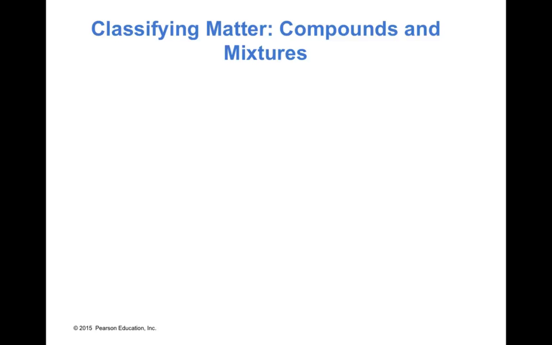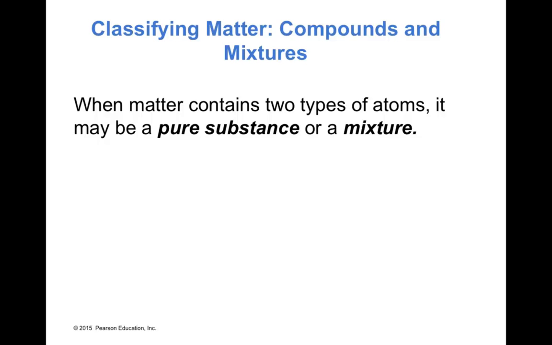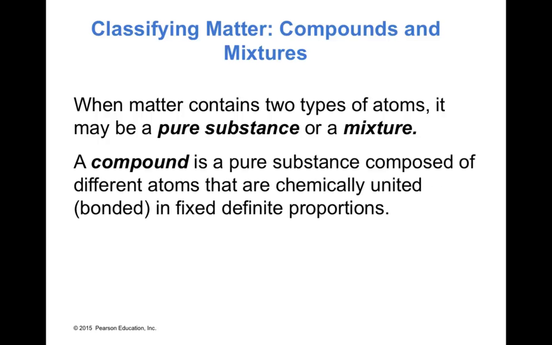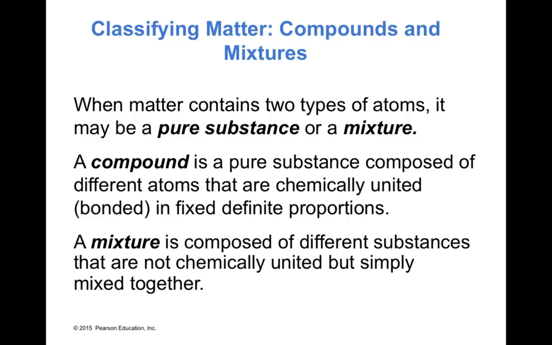Now, what is the difference between a compound and a mixture? When matter contains two types of atoms, it may be a pure substance or a mixture. A compound is a pure substance composed of different atoms that are chemically united or bonded in fixed, definite proportions. A mixture is composed of different substances that are not chemically united but simply mixed together.